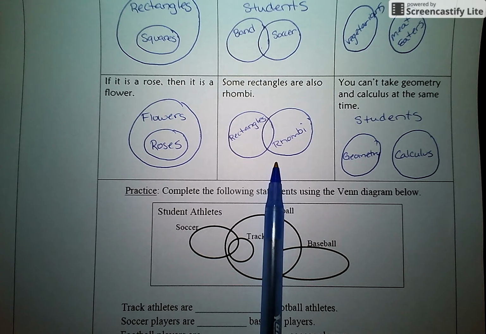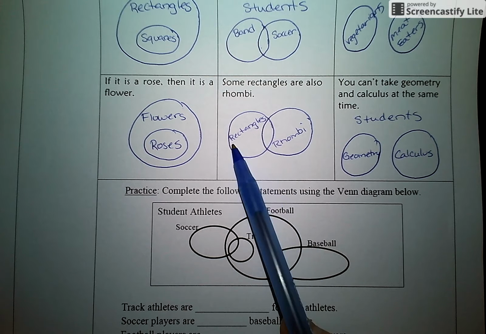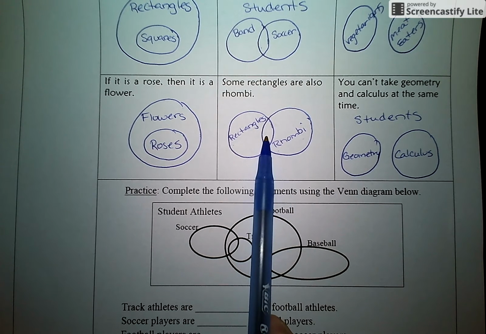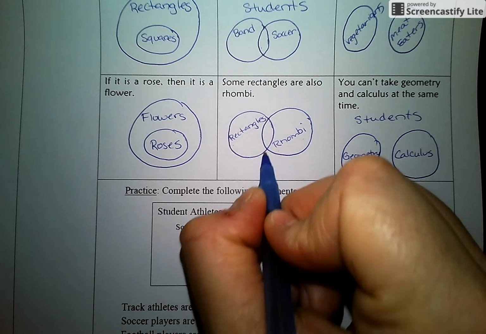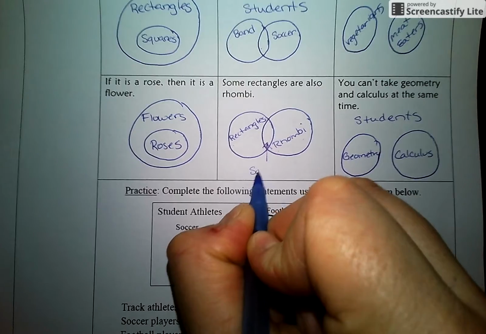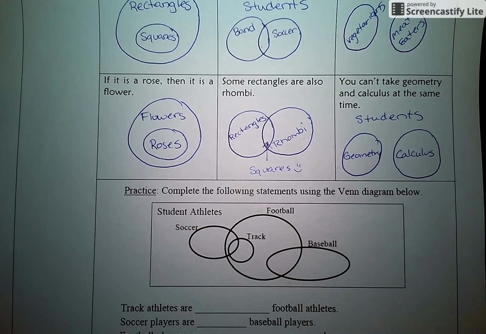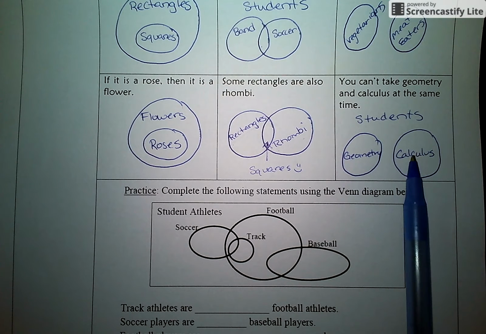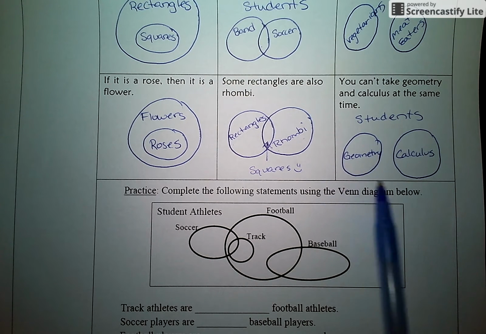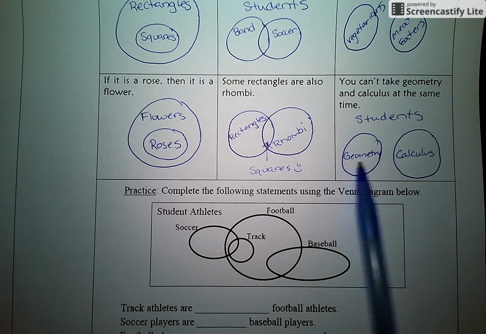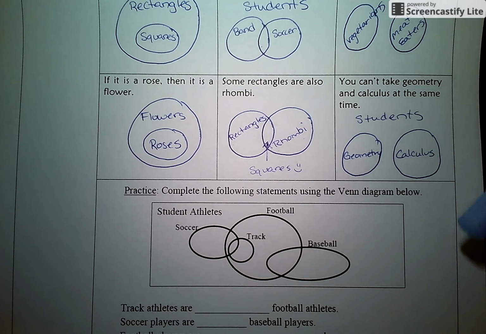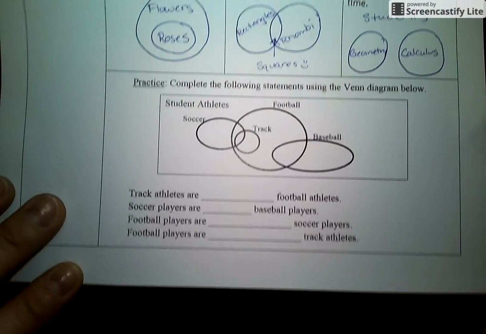Next example. Some rectangles are also rhombi. Our two categories are rectangles and rhombi. Here's the overlap zone where some rectangles are also rhombi. Side note, that little zone right there, that's squares. Finally, we've got you can't take geometry and calculus at the same time. So this represents all students. Here's the students in geometry. Here's the students in calculus. There's no overlap.